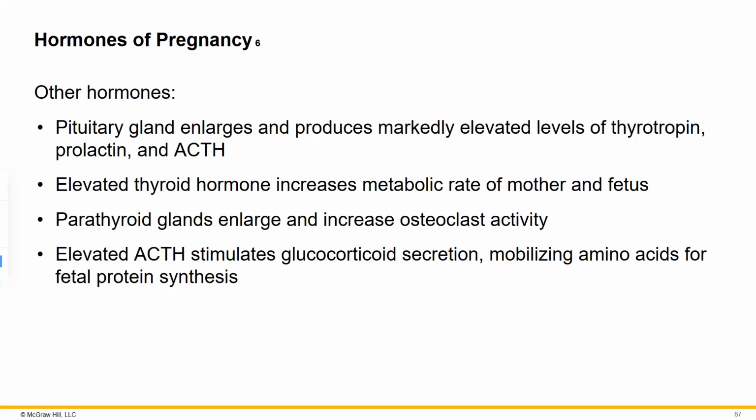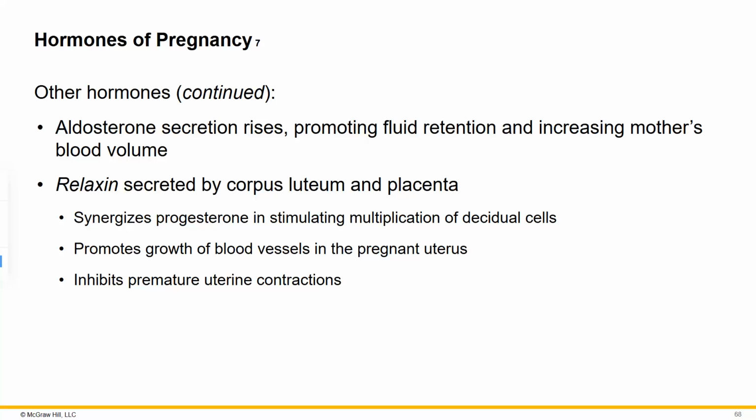Other hormones: the pituitary gland enlarges and produces markedly elevated levels of thyrotropin, prolactin, and ACTH. Elevated thyroid hormone increases metabolic rate of the mother and fetus. Parathyroid glands enlarge and increase osteoclast activity. Elevated ACTH stimulates glucocorticoid secretion, mobilizing amino acids for fetal protein synthesis. Aldosterone secretion rises, promoting fluid retention, and increases the mother's blood volume.